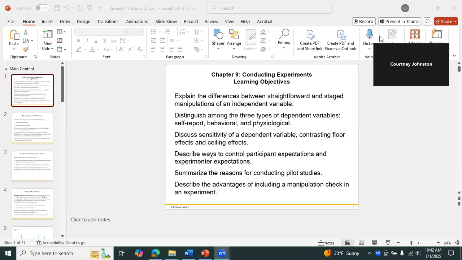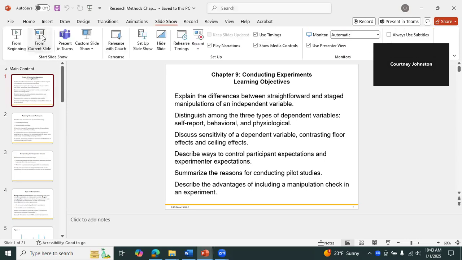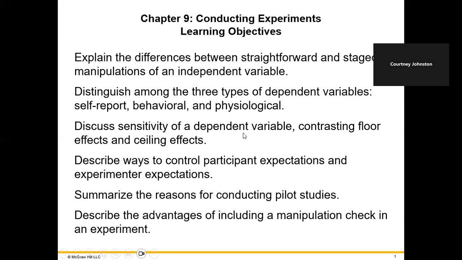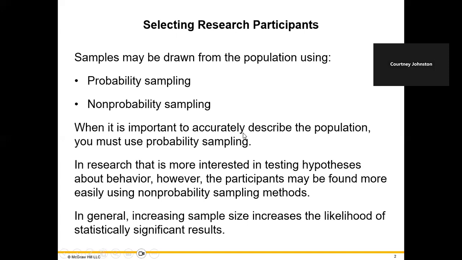Okay, so we'll start chapter 9, which is going to be conducting experiments. In regard to experiments and selecting research participants, we can draw participants through probability or non-probability sampling.